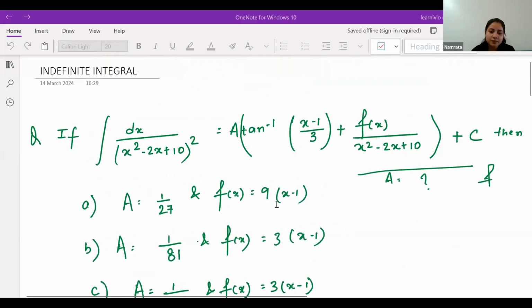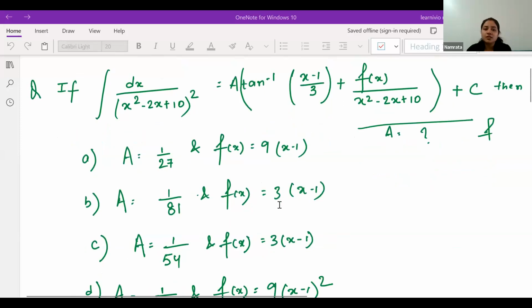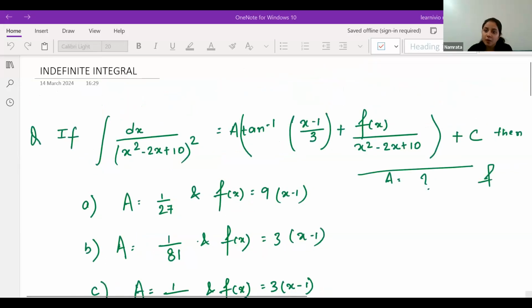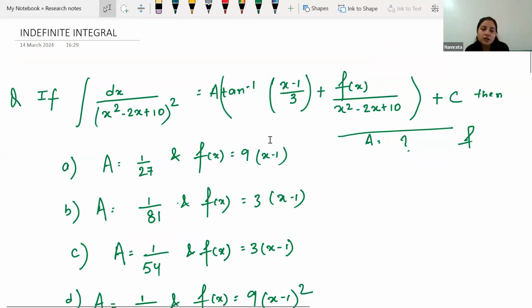See the options. Here option A value is given. Before seeing the option, we need to keep our eyes on the right hand side. That is A tan inverse (x minus 1)/3 plus f of x by x squared minus 2x plus 10. This is how we need to arrange our answer. Only by doing the comparison will we be able to say what is the value of A and what is the value of f of x.